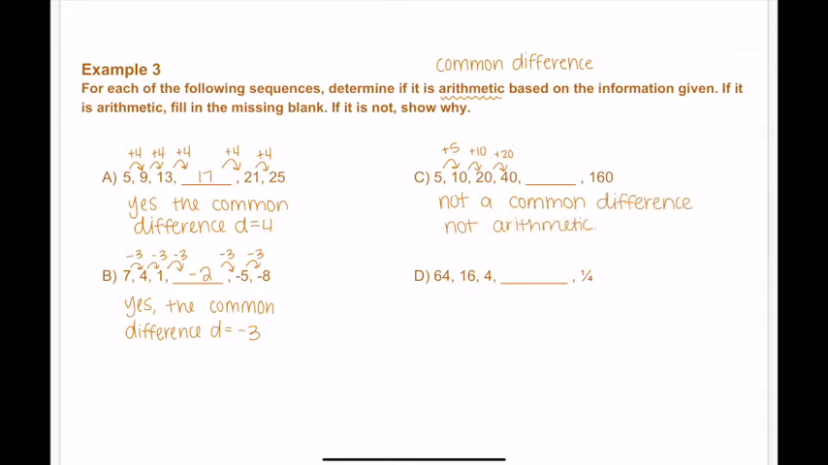All right, let's try D. From 64 to 16, that would be subtracting 48. If you're ever confused on how to get that number, if it's big numbers like this, the common difference term comes from saying 16 minus 64, which is negative 48. And then if you wanted to see from 16 to 4, you would do 4 minus 16, which is negative 12. So since this is not a common difference, this is not arithmetic.